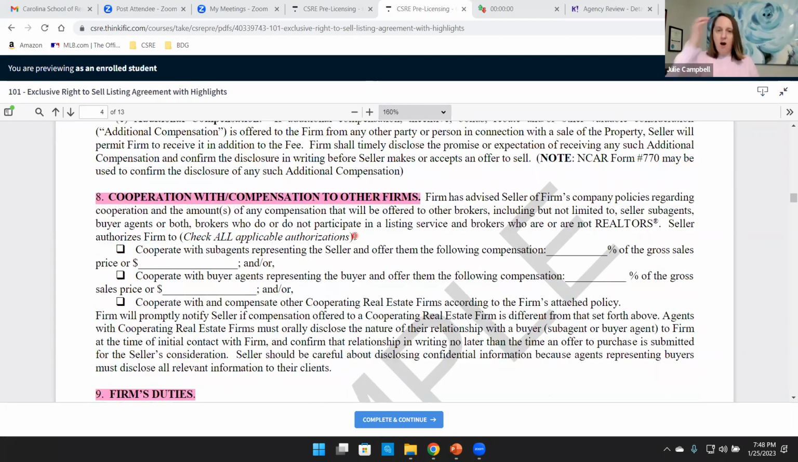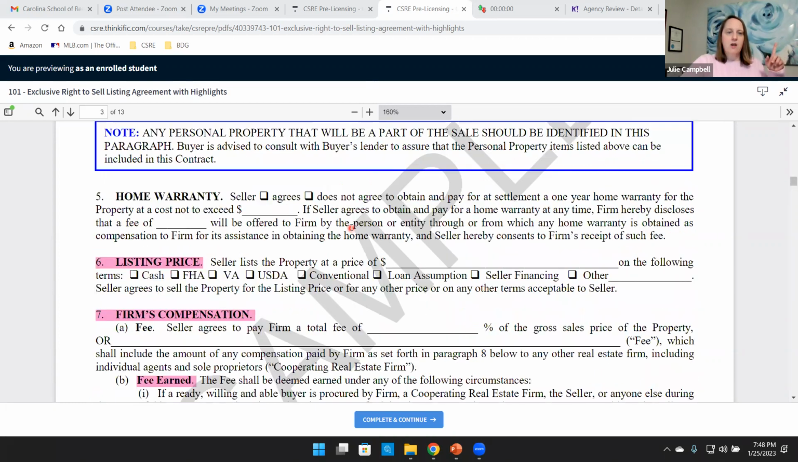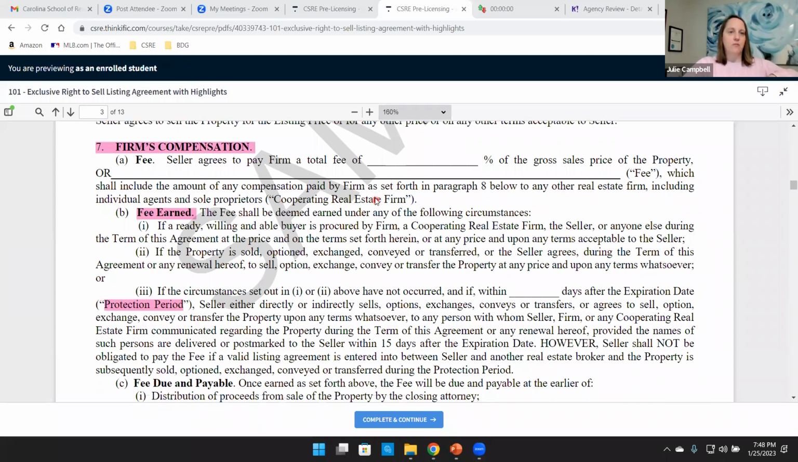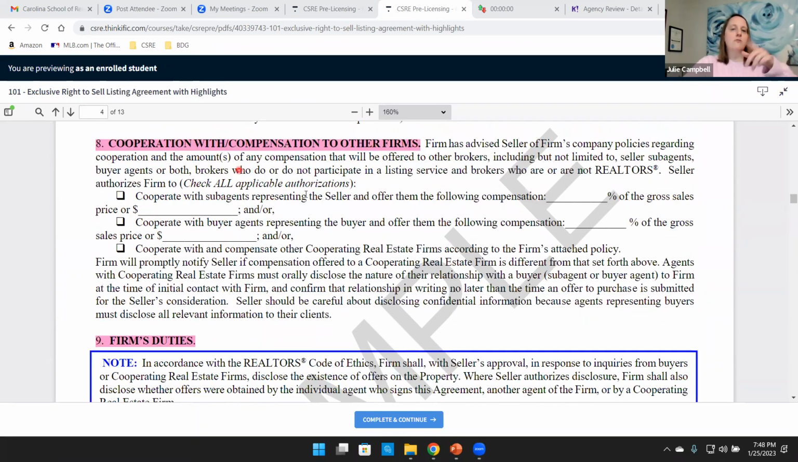Then we talk about cooperation with other firms. So I'm going to go back up for 1 second. We've already discussed how much the listing firm expects to collect when they've done their job. How much is the listing firm going to get from the seller? The seller pays the listing firm, and then the listing firm shares their commission with whomever's bringing the buyer. So now we have to list how much of that commission we're going to share.